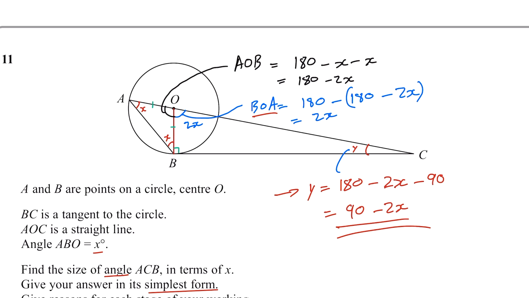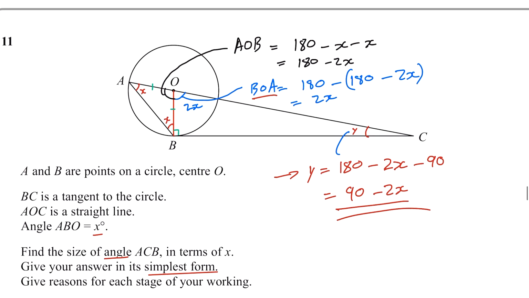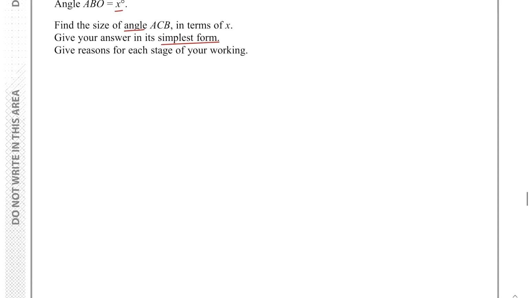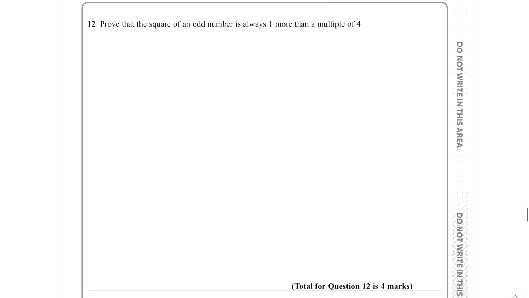So I've talked through all of it, but just make sure to write that down as well as you go along. Let me just zoom back out to where I was. That was a really nice question, because it really makes you think. So prove that the square of an odd number is always one more than a multiple of 4.